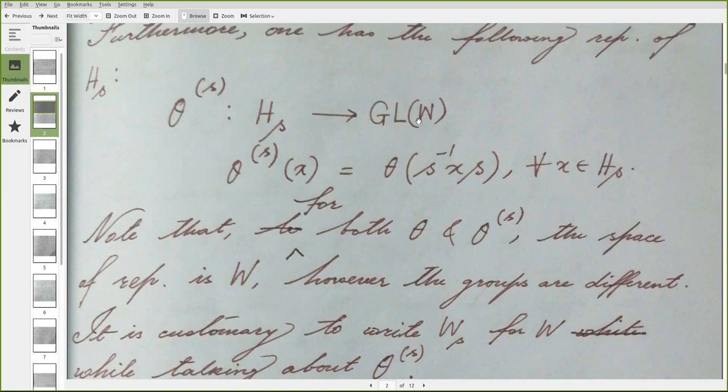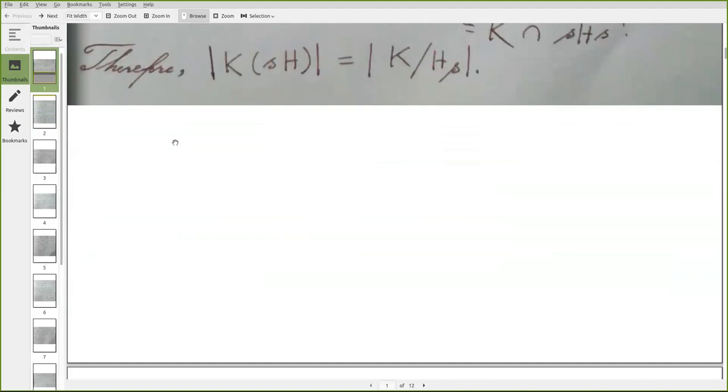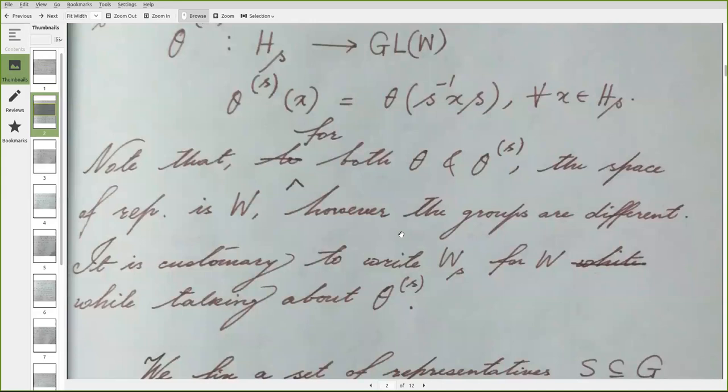Note that since we have started with a representation theta of H on W, now we have two representations on the same space W, but the groups are different. Hence, the representations are different. In one case, the group is H, and in the other case, the group is H^s. For simplicity in notation, quite often when we talk about representations, we just write the space itself. This is just a convention.